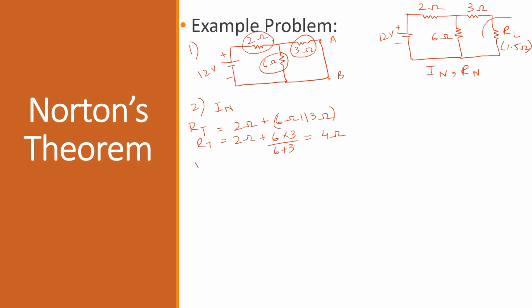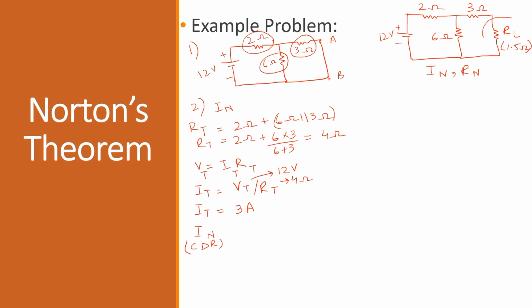From Ohm's law, we know that V is equal to IR. So VT is equal to IT times RT. For IT, this equation becomes VT divided by RT. We know that RT is 4 ohms and VT is 12 volts. Therefore, IT is 3 amperes.